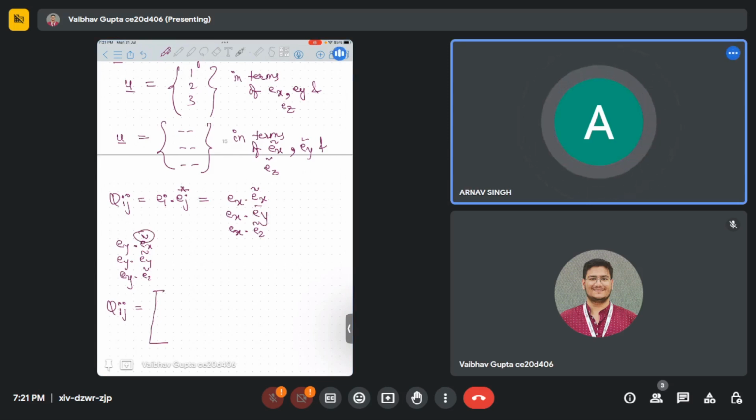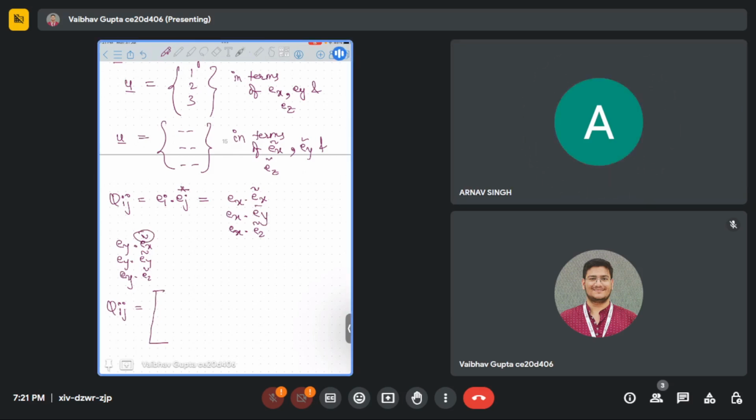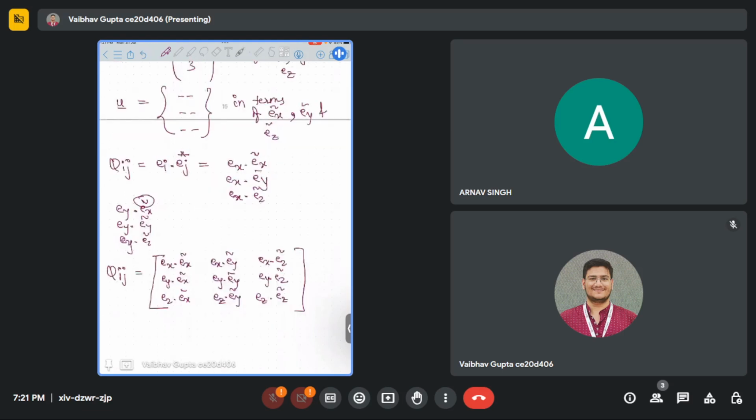Now if you do this, I'll form a matrix Qij. It will be Ex dot Ex tilde, Ex dot Ey tilde, Ex dot Ez tilde, Ey dot Ex tilde, Ey dot Ey tilde, Ey dot Ez tilde, then Ez dot Ex tilde, Ez dot Ey tilde, and Ez dot Ez tilde. Till here you understood what is Qij?